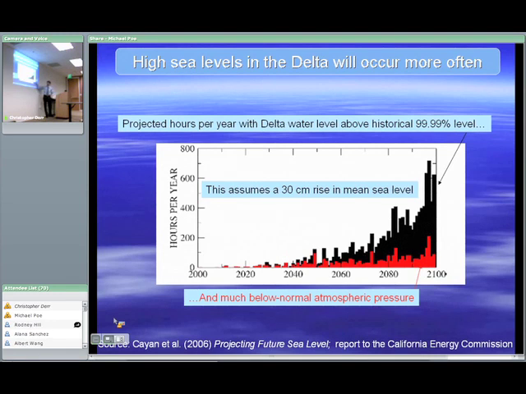Now this is an attempt to look at that, and so this is hours per year where the water level is above this historical 99.99% level, and there's much below atmospheric pressure, which is basically a surrogate for stormy weather. So what this is saying is, this is how often you're going to expect to get a high water level in the delta due to sea level and very stormy weather, implying also likely increased river input into the delta.